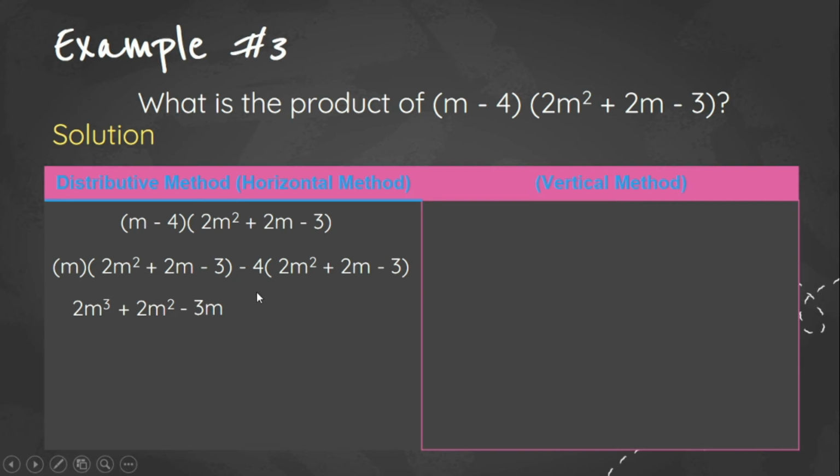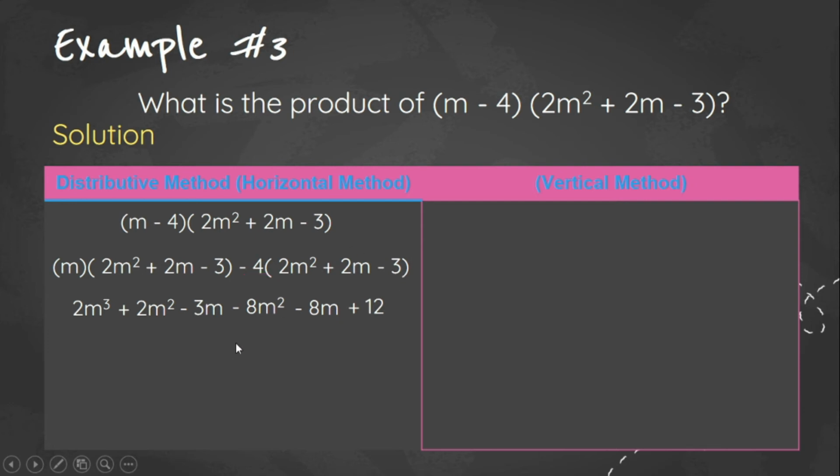Let's have the other part. We have negative 4 times 2m squared. Numerical coefficient negative 4 multiplied to positive 2 will give us negative 8. Negative 4 times 2, that's negative 8. Then copy m squared since negative 4 has no letters. Okay? Next, negative 4 times positive 2m. Negative 4 times positive 2 will give us negative 8. Again, there are no letters or variables, so we just copy m. Next is negative 4 times negative 3, that will give us positive 12.